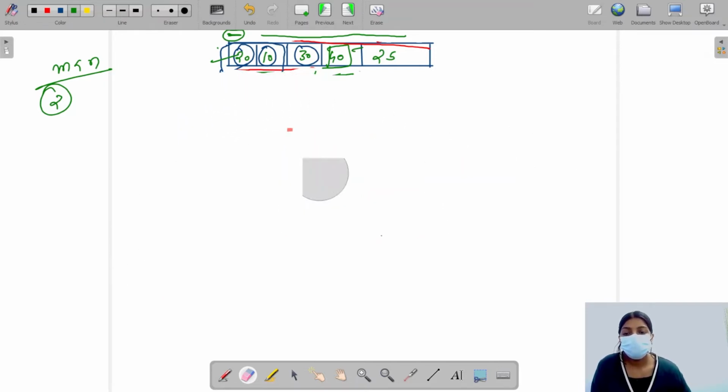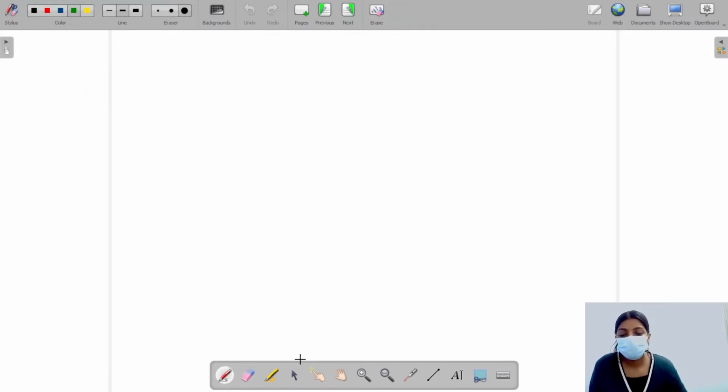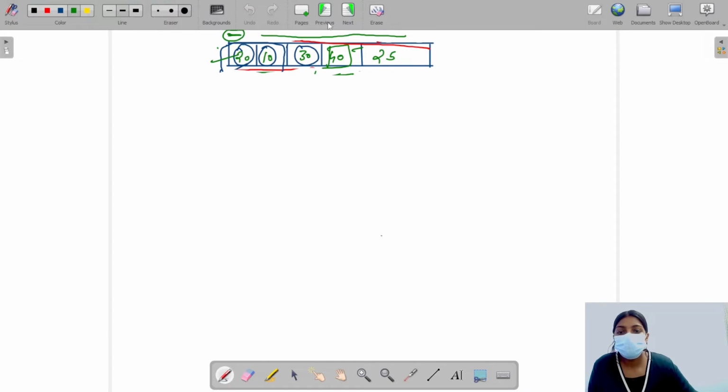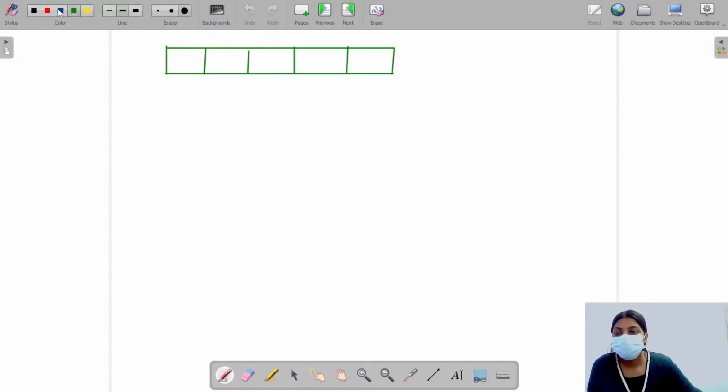Okay. So let's see how we are going to apply binary search here. Now I'm going to tell you something. Let's make another page. Let's make an array again. Okay, this is my array, and what were my elements? 20, 10, 30, 40, and 25.